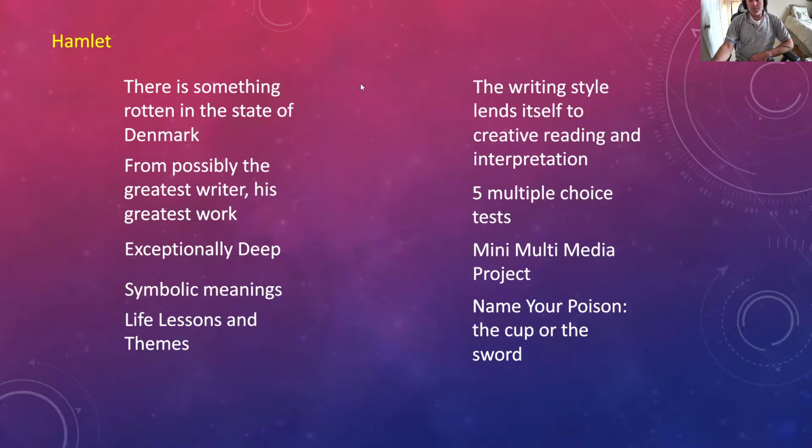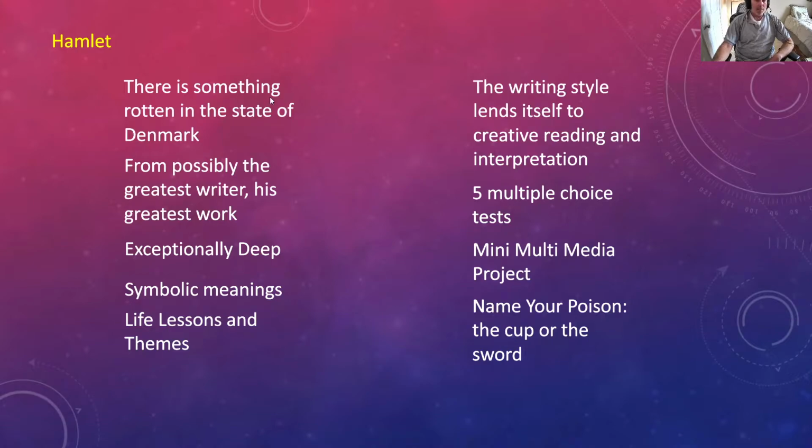So we're going to use Hamlet in order to do a breakdown of what that's like. I'm going to teach it, and then the students are going to use the information in order to attack an AP-like question at the end in an essay. We're also going to do some multiple choice tests along the way, but we'll talk about that in a moment. And there's also a project.